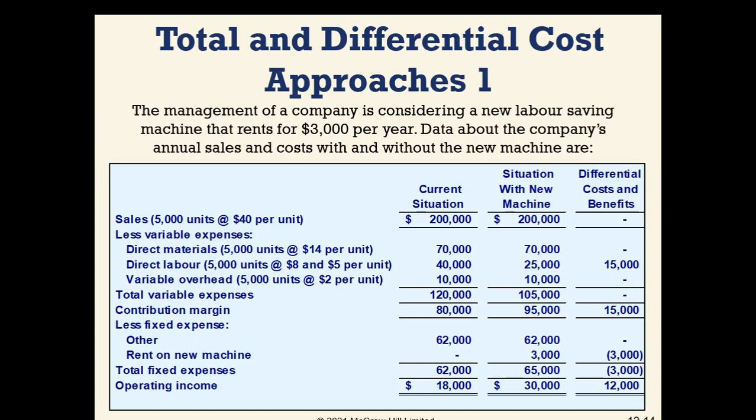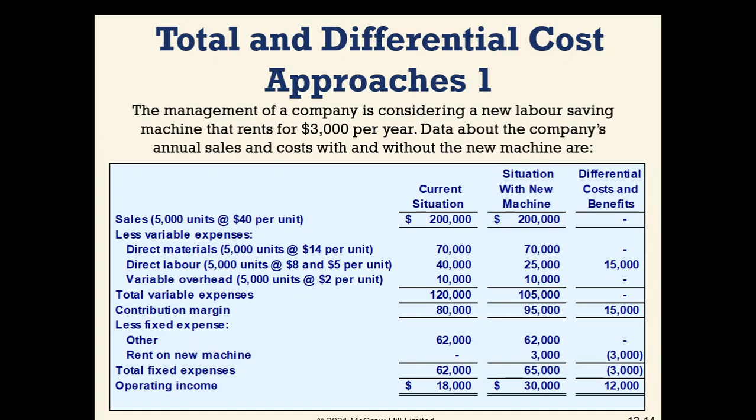So now we are going to look at total and differential cost approaches, and we're going to demonstrate this through an example. The management of a company is considering a new labor-saving machine that rents for $3,000 per year. Data about the company's annual sales and costs with and without the new machine are broken down below. Usually in this approach, which is often called an incremental analysis, we look at our current situation and then we look at data for the alternative situation, so in this case, the situation with the new machine. And then we look at the incremental difference between the two alternatives.